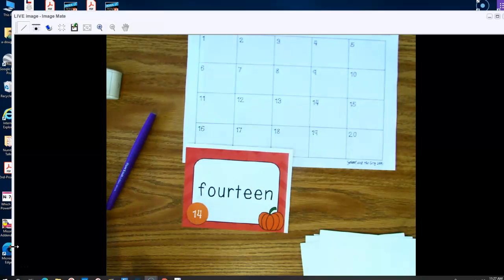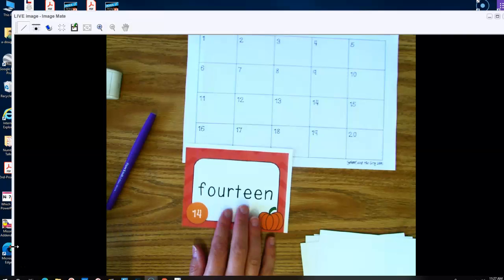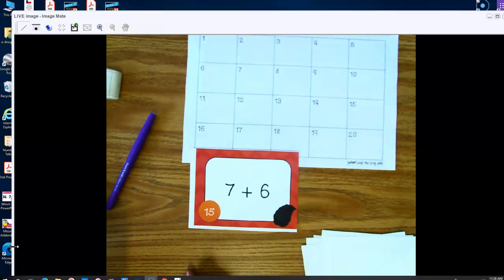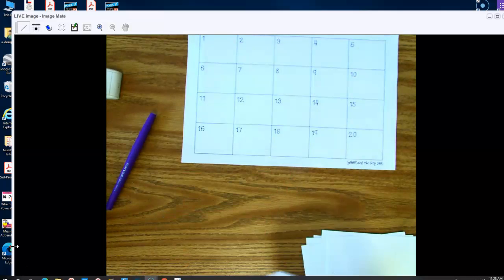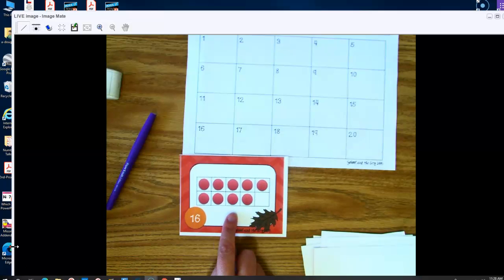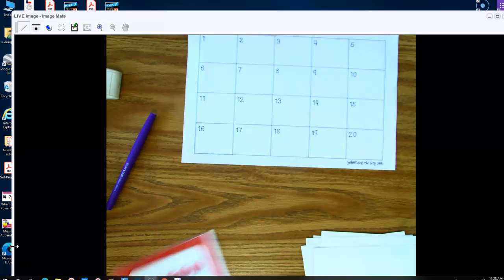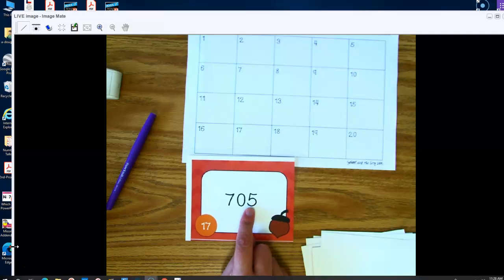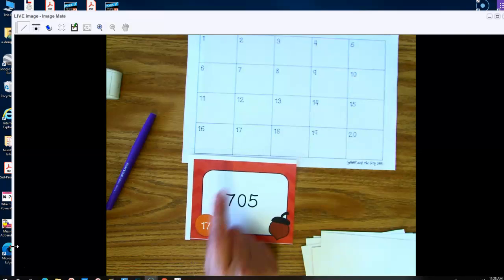14, the word says 14. 14 has a 4 in the 1 spot. So number 14 is even. The number 4 is an even number. 15, 7 plus 6 is 13. 13 is an odd number because it has a 3 in the 1's place. So 15 is odd. 16, number 9. 9 is an odd number, so 16 should be odd. 705. 5 is an odd number, and it's in the 1's place, so number 17 is odd.